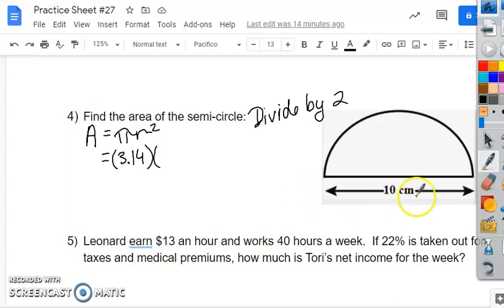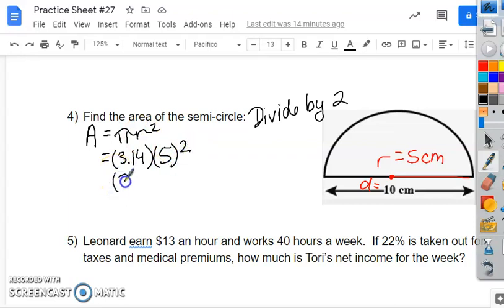Radius, well, it's another thing we need to make sure that we mark. This is not the radius. This is the diameter, okay? So radius only goes here to the middle. So hopefully you know that the radius is 5 centimeters. It's half of the diameter, okay? So I'm going to come over here and I'm going to put my radius in, 5, and I square it.